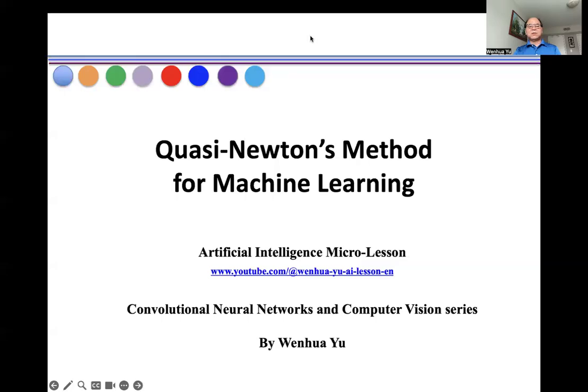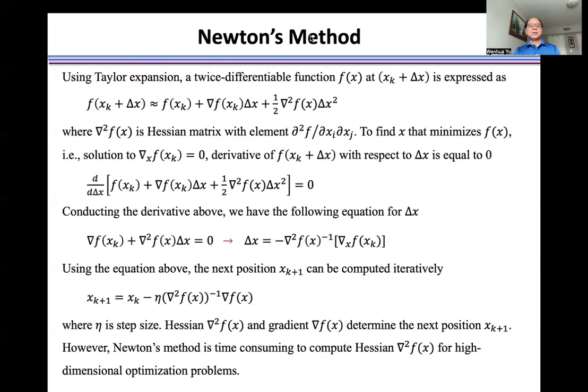In this video, I introduce a Quasi-Newton's method for machine learning using Taylor expansion. A twice differentiable function f(x) is expressed as here, with this gradient and this Hessian.